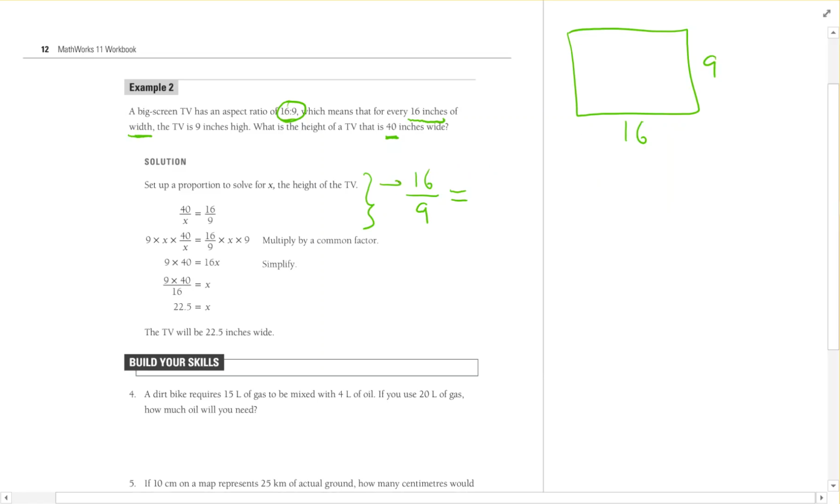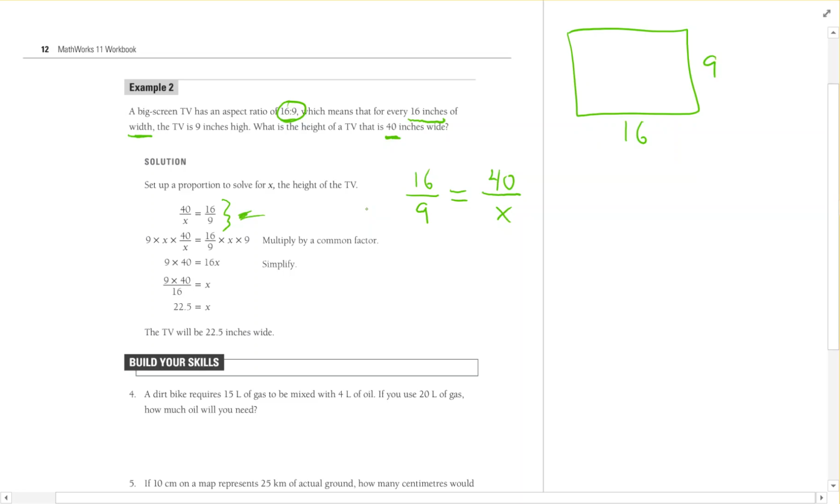So it looks like our equation is set up where width is on top and height is on the bottom. So let's just keep that the same over here. It says that the height of the TV is 40 inches wide. So I'm going to put 40 on the top and then X on the bottom. Notice that it doesn't matter which side the 16 over 9 is or which side the 40 over X is. It doesn't matter which way you write it. I wrote it different than the way in the textbook there, but it's going to end up with the same answer. Okay, so now that you've set that up, what we're going to do is cross multiply.